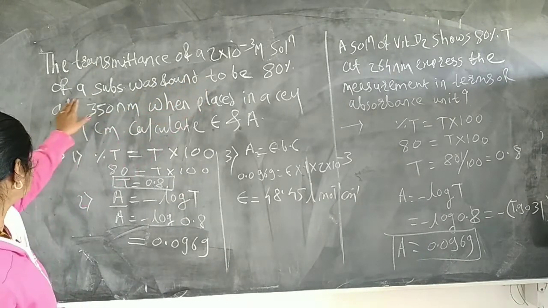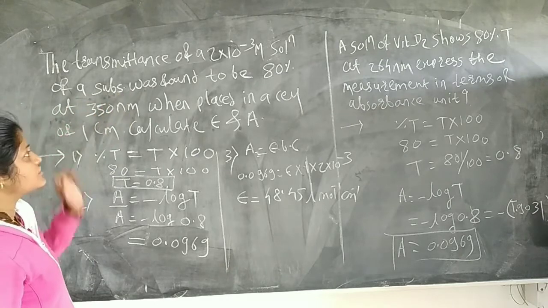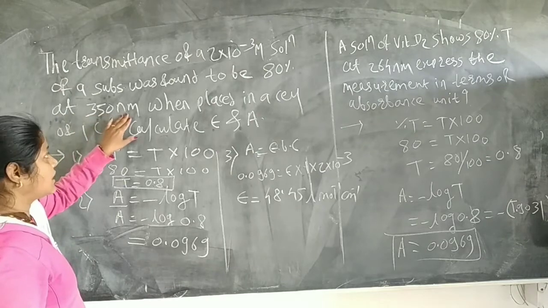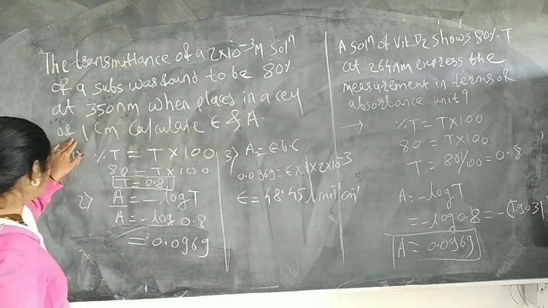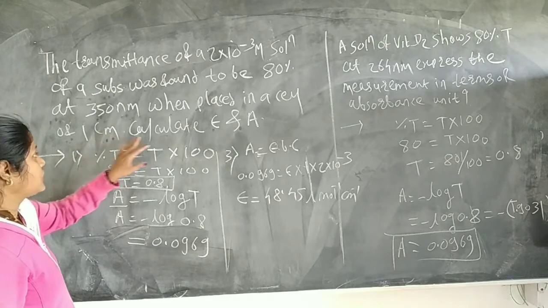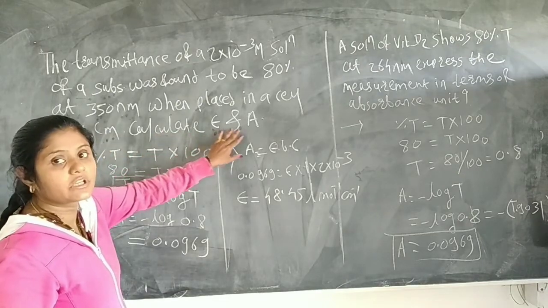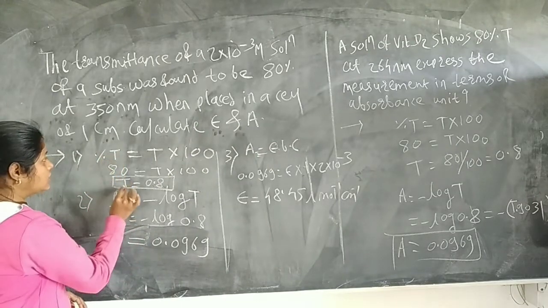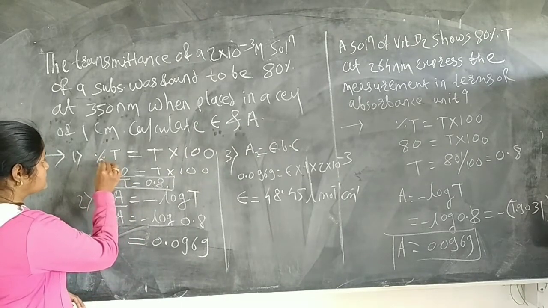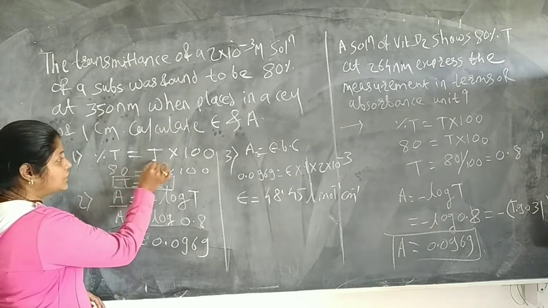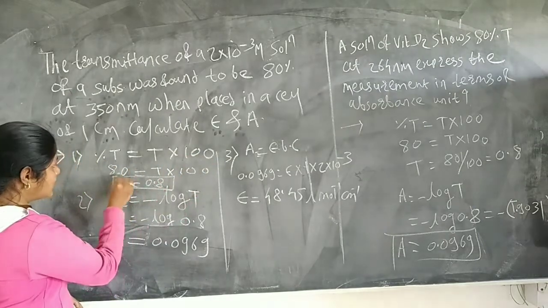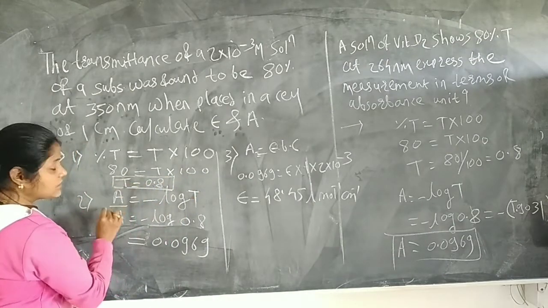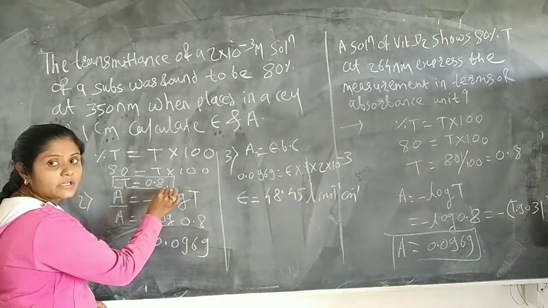So the next problem from spectrophotometry is: the transmittance of a 2 into 10 raised to minus 3 molar solution of a substance was found to be 80% at 350 nanometer when placed in a cell of 1 centimeter. Calculate its molar absorptivity and absorbance. First of all, we find the transmittance. Percent T is equal to T into 100. So 80 is equal to T into 100. After calculating this, we get the transmittance T equal to 0.8.